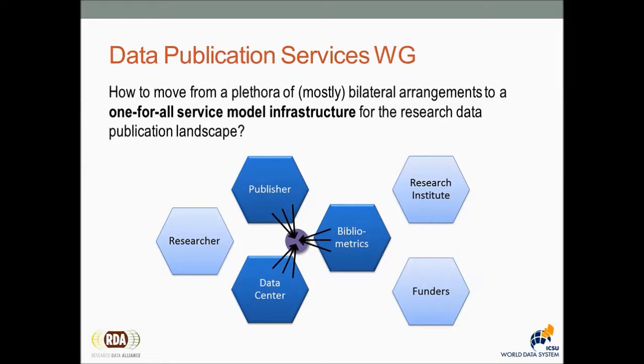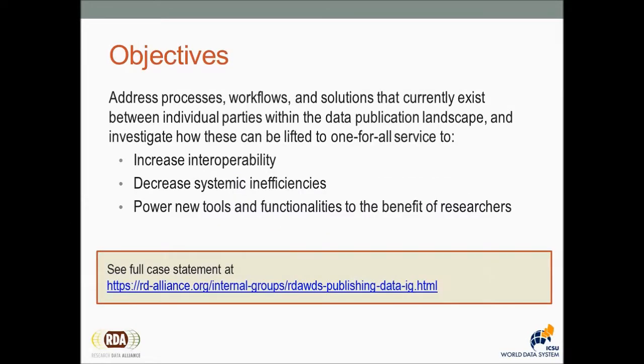The reason why we want to do that, in the end, is a matter of scalability. With all these bilateral arrangements, there's a limit to the scale that you can achieve, and there are a lot of benefits from a network effect. Increased interoperability between the different systems at play, and a decrease in the inefficiencies that are woven into the system as it is currently. And ultimately, it's not only about being more efficient, it's also about doing more. If such a central resource exists, there's much more you can do, creating new tools and new functionalities to the benefit of researchers.